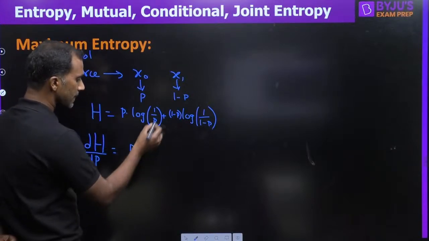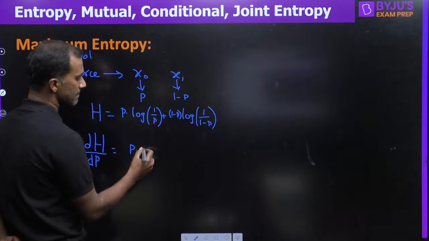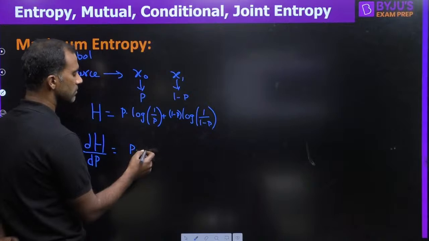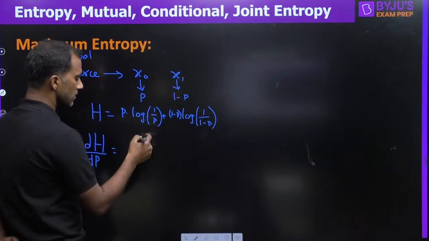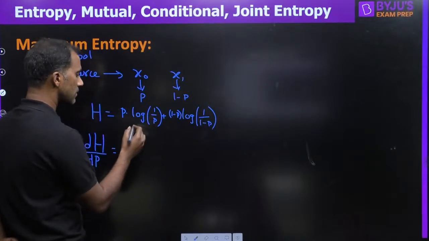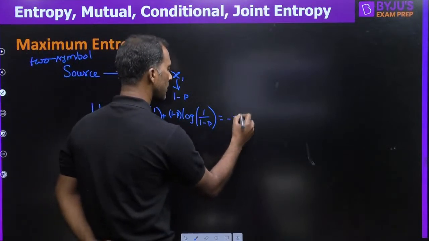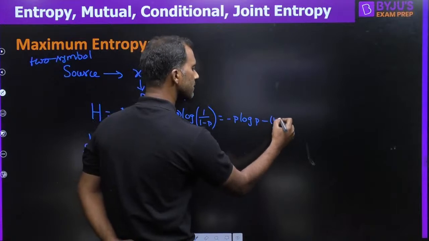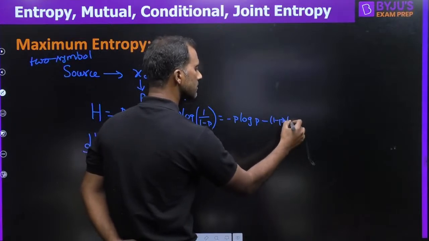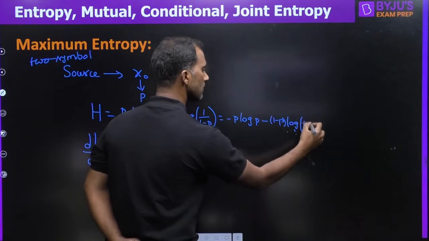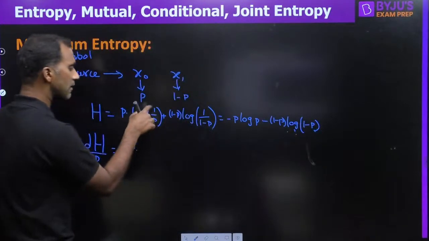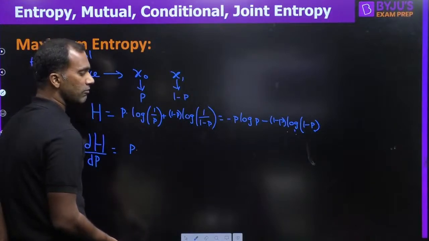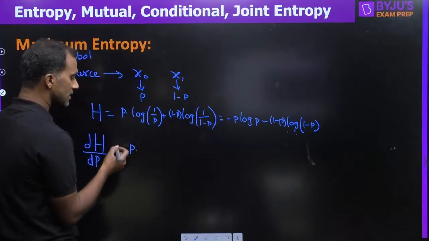So it is p into differentiation of this. If you want, you can write this as minus p log p minus of 1 minus p log 1 minus p. I'm just writing 1 by p as minus log p and 1 by 1 minus p as minus log of 1 minus p, like that. So now let us differentiate.